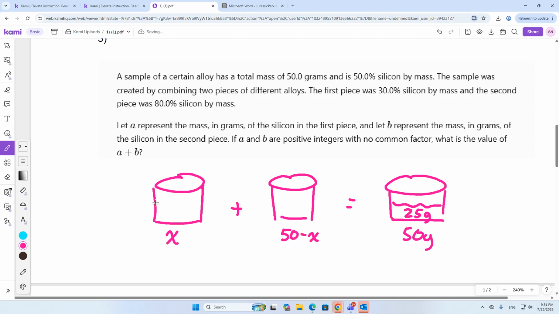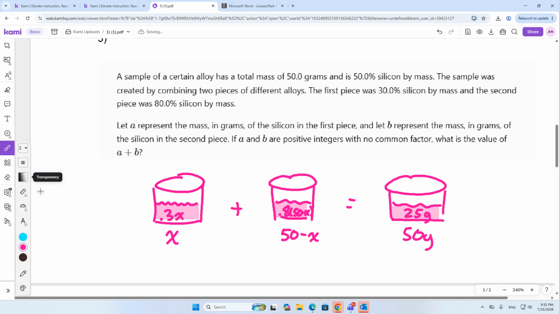And it's going to be 30% silicon by mass, so this is 0.3x, and then this is going to be 80%, so 0.8 times 50 minus x, okay? And then we could just have a straightforward algebra equation: silicon here plus silicon here equals silicon there.